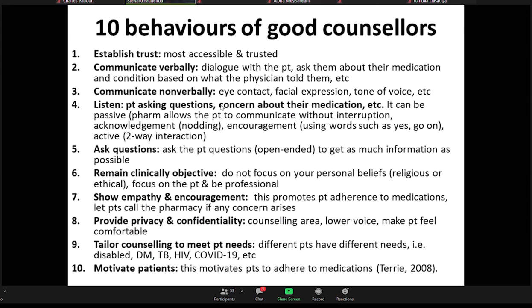Then acknowledgement, as they are talking, you can nod your head. Then encouragement, okay, yes, go on. You encourage the patient. And the active one is when the patient is talking, you're asking questions, you are talking, you are now interacting. They say this, you say this. That is an active way of communication.